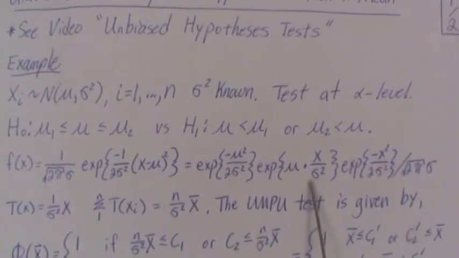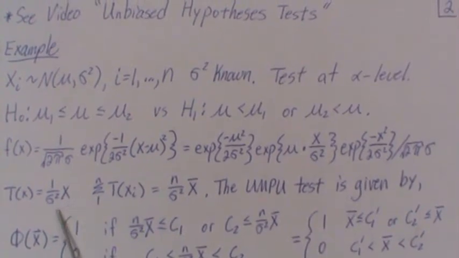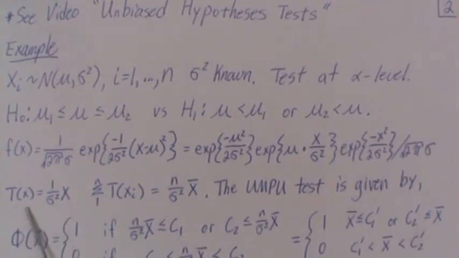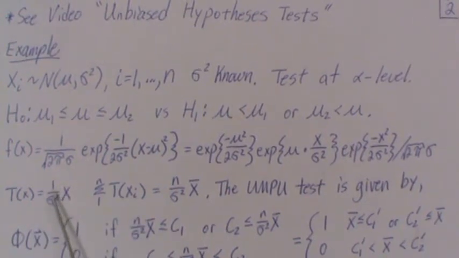And the theorem says that this piece here is our test statistic. Since we're taking a sample size n, we sum it, so it's the sum of the T(xi), which then we sum this, so it's 1 divided by sigma squared times the sum of the xi. But if we multiply by n and divide by n, we can just call it x bar.